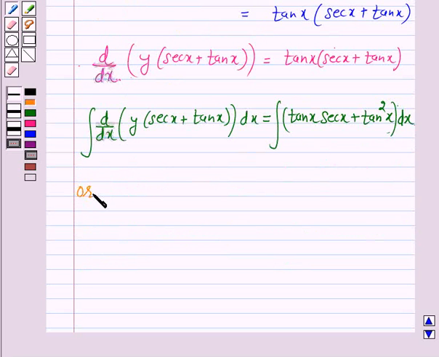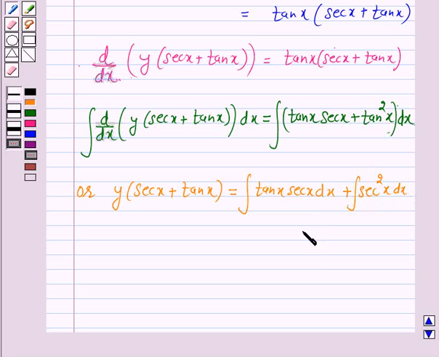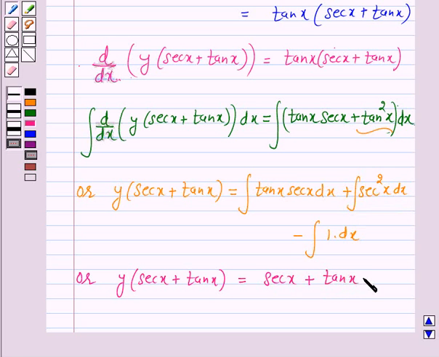or this equation can be written as y into secant x plus tan x is equal to integral of tan x into secant x dx plus integral of secant square x dx minus integral of 1 dx, because tan square x can be written as secant square x minus 1. Or this equation can be written as y into secant x plus tan x is equal to, now integral of tan x into secant x dx is secant x, plus integral of secant square x dx is tan x, minus x plus c.